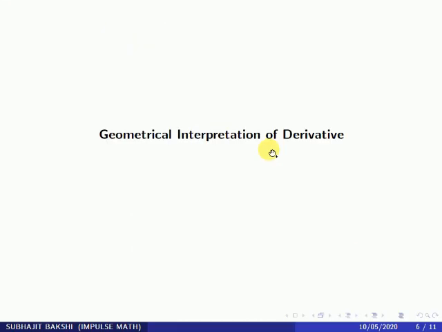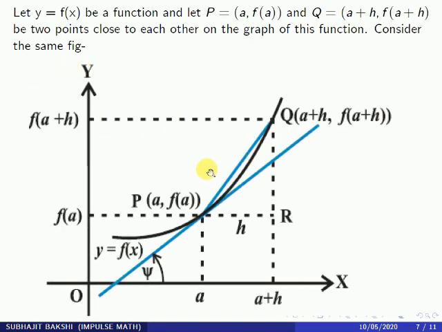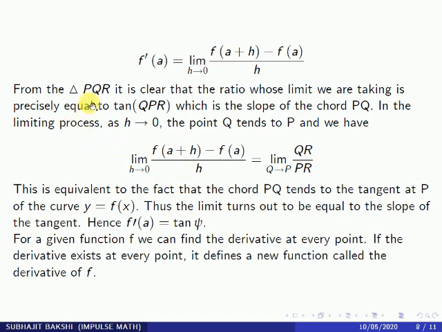Now I am going to discuss the geometrical interpretation of the derivative. If we consider the function y equal to f(x), and the point P has coordinates a and f(a), and after a small interval h, the point is here, that is Q with coordinates a plus h and f(a plus h), and we also consider the chord PQ joining them, and the tangent at P makes the angle psi with the x-axis in the anti-clockwise sense, then we get f dash a equal to limit h tends to 0, f(a plus h) minus f(a) by h.